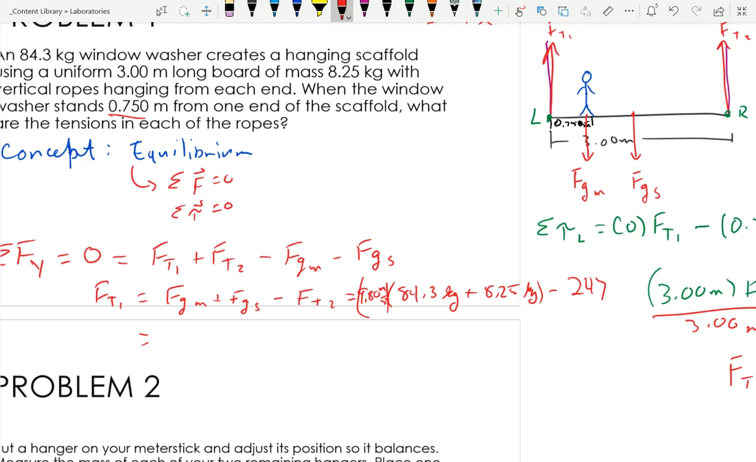And so once again, you just put that in the old calculator. And 84.3 plus 8.25 is 92.55 times 9.8. Somewhere in the ballpark of 900-ish. 900 minus 247 is way bigger than 247.